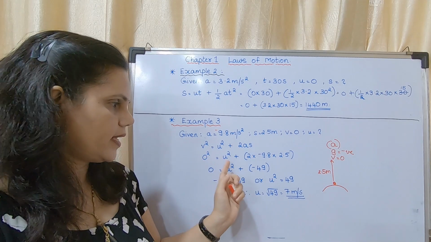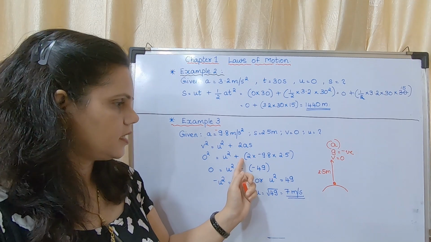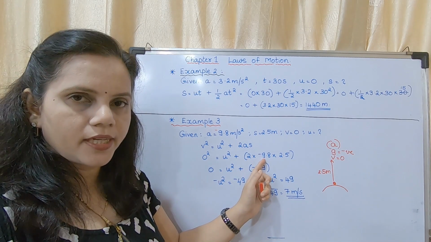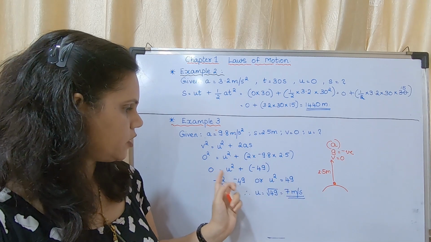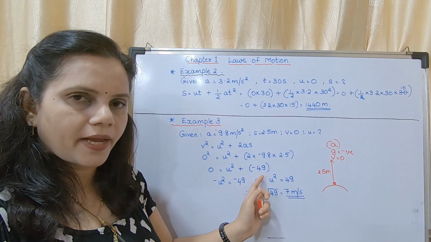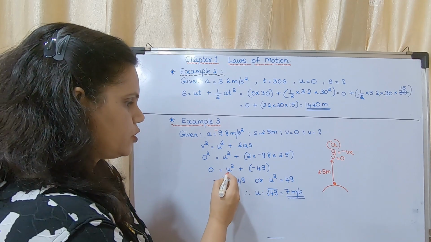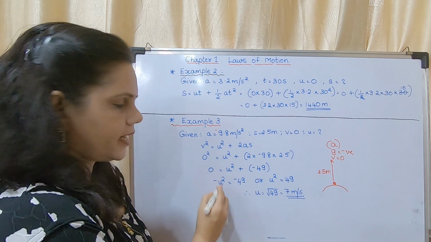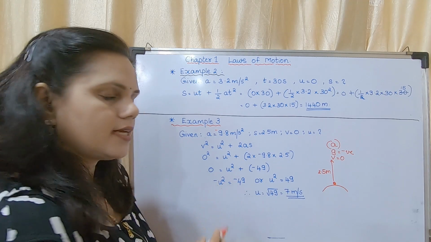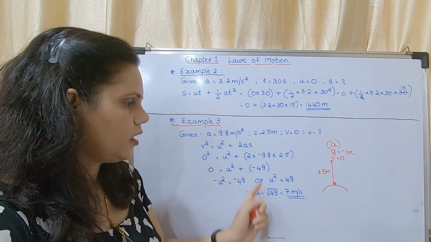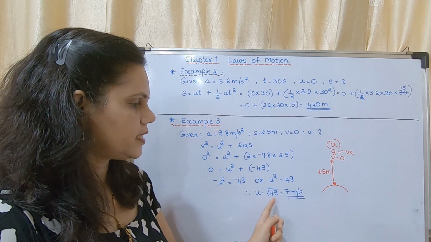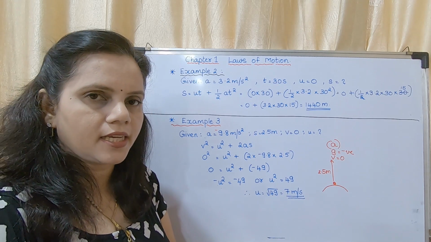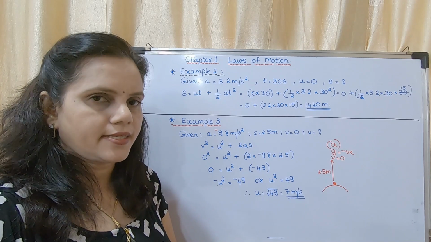So 0 square is equal to u square plus 2 into minus 9.8 into 2.5. So 0 is equal to u square minus 49. This u square, when I take it to the left hand side, it will become minus u square is equal to minus 49, or u square is equal to 49, that is u is equal to root of 49, that is equal to 7 meter per second.